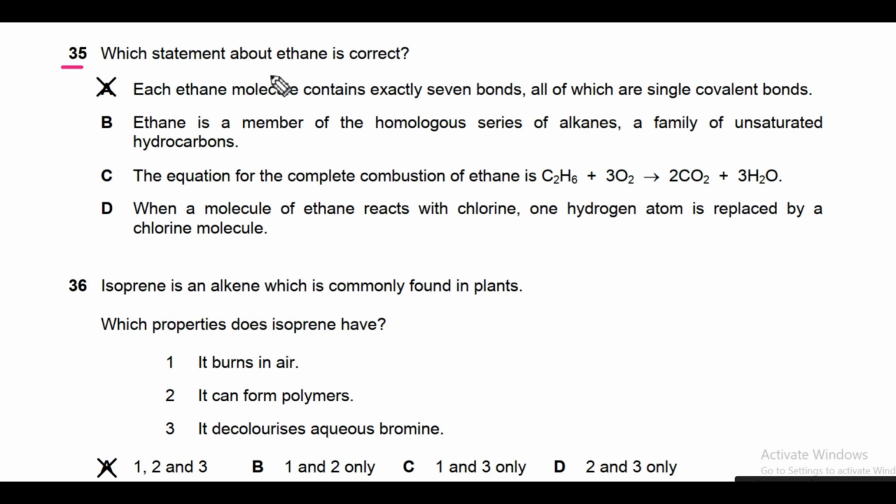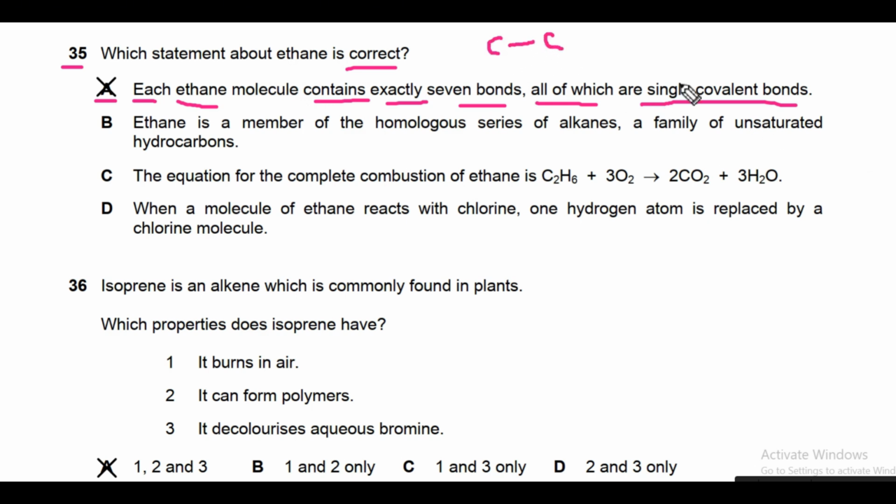Which statement about ethane is correct? Ethane is an alkane, a 2 carbon containing alkane. Each ethane molecule contains exactly 7 bonds, all of which are single covalent bonds. So if you draw the displayed formula of ethane, you will get the answer.